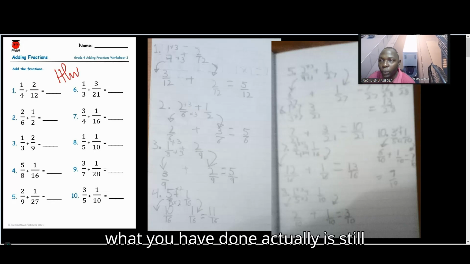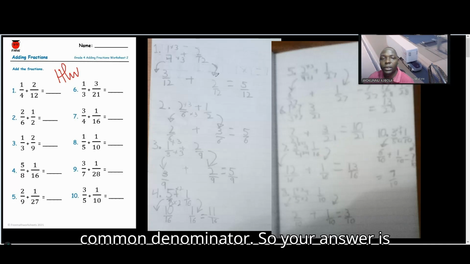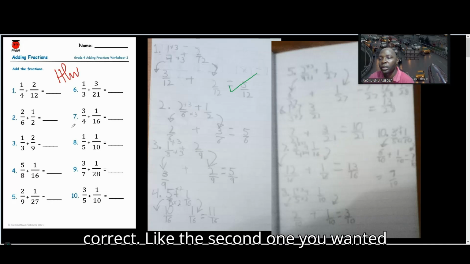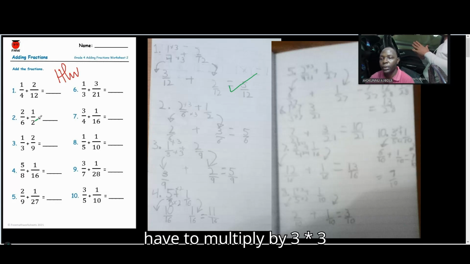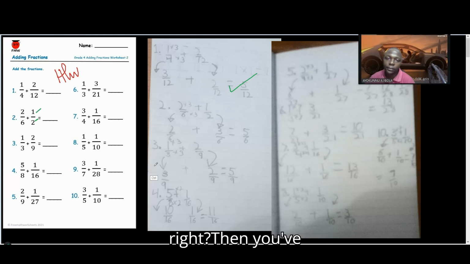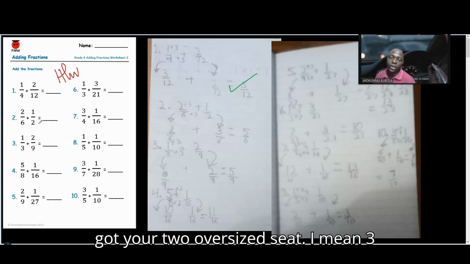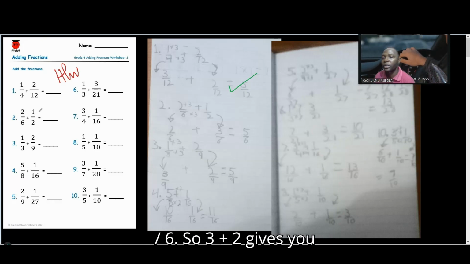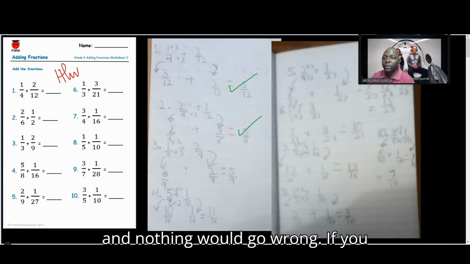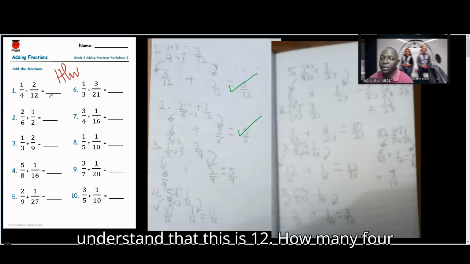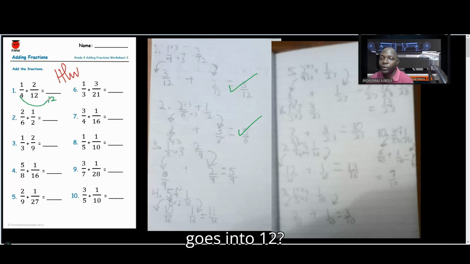What you have done actually is still common denominator, so your answer is correct. Like the second one, how can 2 become 6? You have to multiply by 3, right? Then you got your 2 over 6, 3 over 6. So 3 plus 2 gives you 5, then you got 5 over 6. Nothing would go wrong if you understand that this is 12. How many 4 goes in 12?